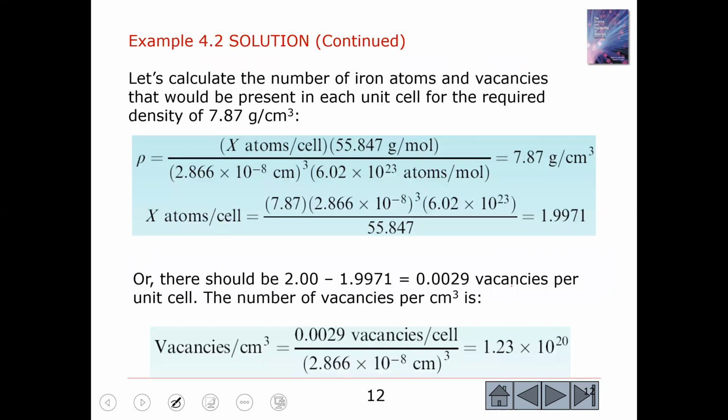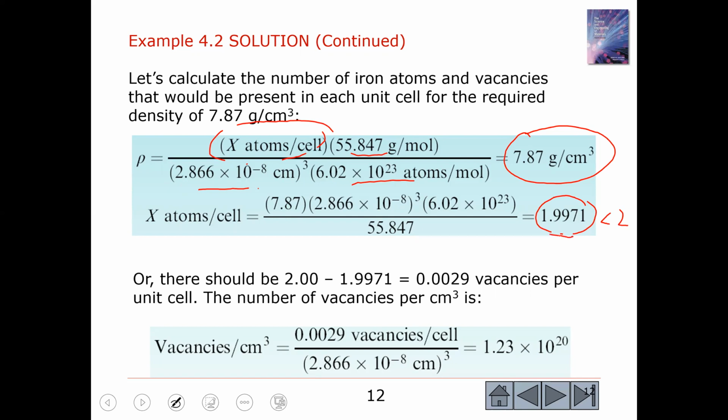So what we need to do is solve this problem for the number of atoms per unit cell, because we do have the density, we do have the molecular mass, we do have the volume, we do have the Avogadro number. We will solve it for the number of atoms per unit cell. When you do that, the number of atoms per unit cell turns out to be 1.9971, which is less than 2. For BCC, it should have been 2, but here it is 1.9971.